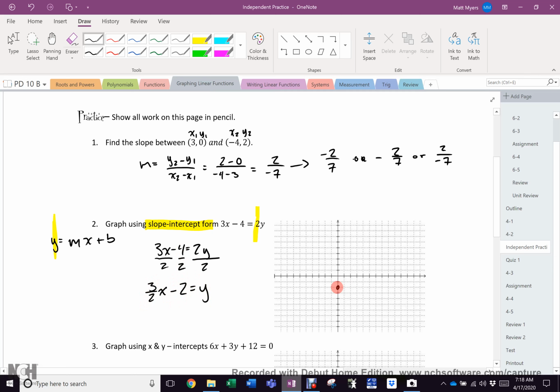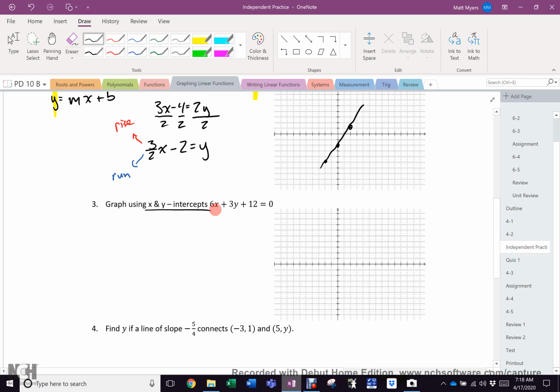So I go to negative 2, because that's my y-intercept, and there's my slope. Remember, that's my rise, and that's my run. So I can go up 1, 2, 3, and right 1, 2, because that's positive 3 and positive 2. Or I can go down 1, 2, 3 for negative 3 and left 2. Negative divided by negative gets me a positive, and there's my line.